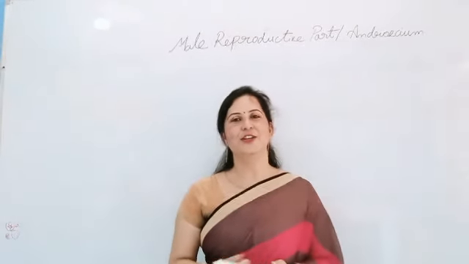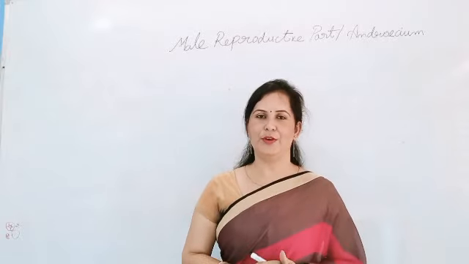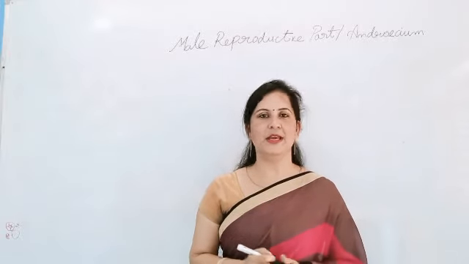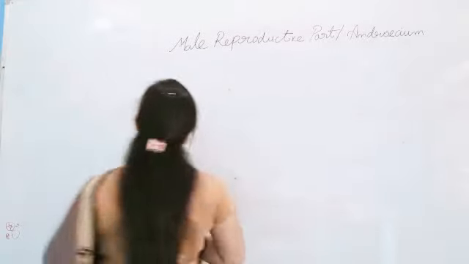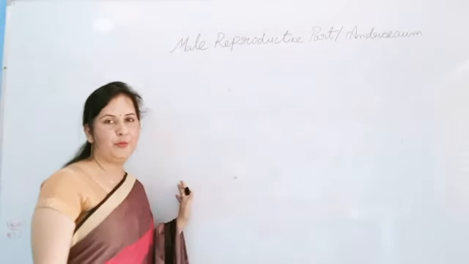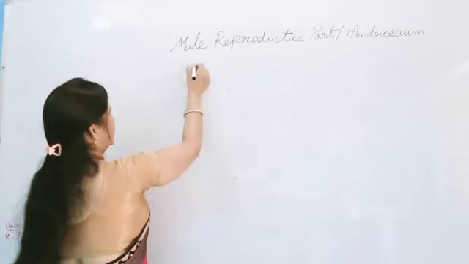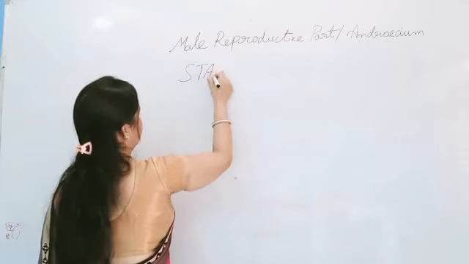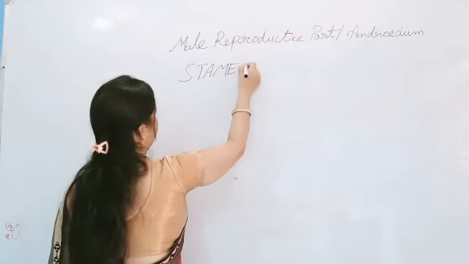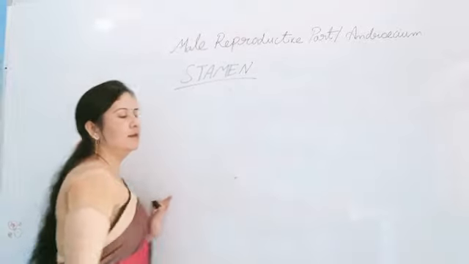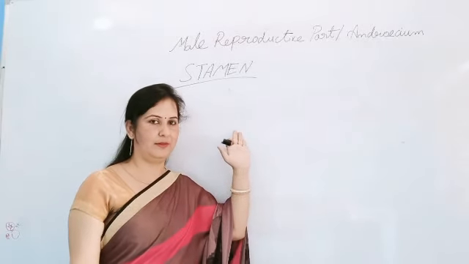Hello dear students, today our topic is male reproductive parts in a flower, or you can say androecium. Stamen is the male reproductive part in a flower. Stamen, S-T-A-M-E-N. Stamen is the male reproductive part in a flower.